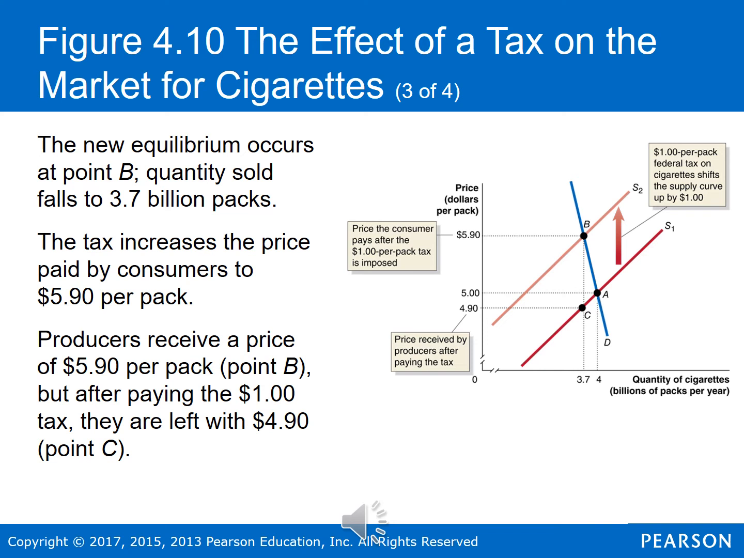So the price paid by consumers after the tax is going to be $5.90, again, where the new supply curve crosses the demand curve. Producers are going to receive the price of $5.90 per pack, so at point B. But after paying the $1 tax to the government, they're left with $4.90. That's at the quantity of 3.7 billion packs of cigarettes, so at the quantity of point B, where that quantity crosses the original supply curve. So consumers pay $5.90, producers receive $4.90 after they pay the tax.